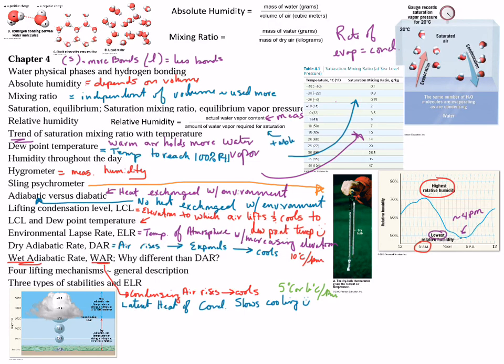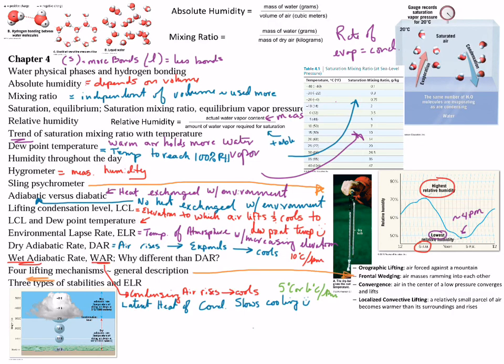The next one, the lifting mechanisms. Remember they look like, where'd they go? Here they go, over here in orange. The lifting mechanisms, we had orographic lifting, frontal wedging, convergence, and localized convective lifting. So those are the 4 lifting mechanisms, so kind of know what they do.